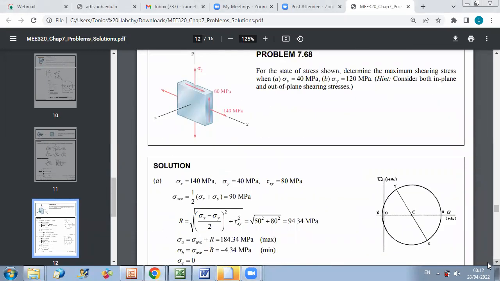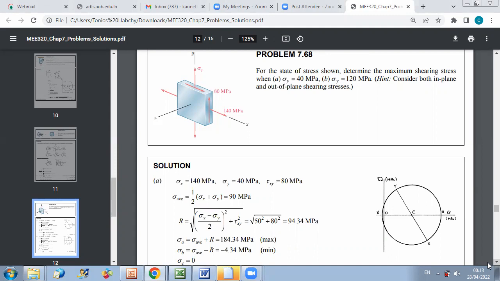Another problem. For the state of stress shown, determine the maximum shearing stress when sigma y is equal to 40 megapascal and when sigma y is equal to 120 megapascal. Please keep in mind, when they ask you just the maximum shearing stress and they don't mention if they want the in-plane maximum shear or out of plane, this means that you can consider the overall maximum, which can be out of plane.